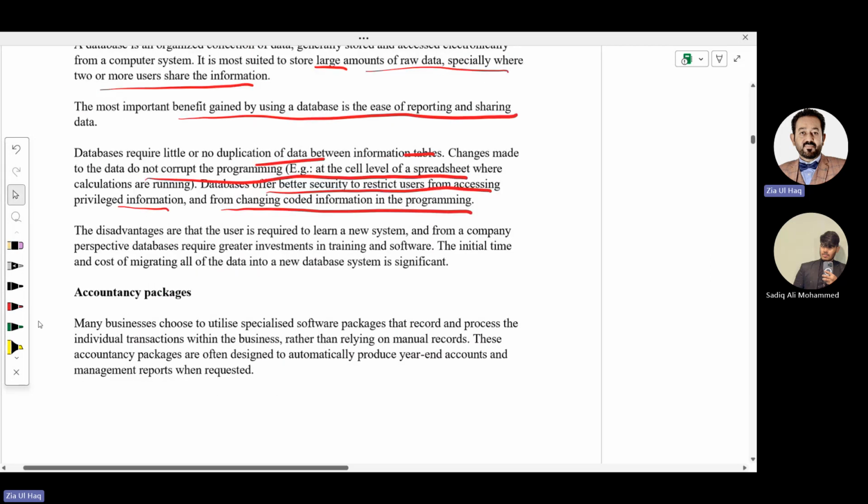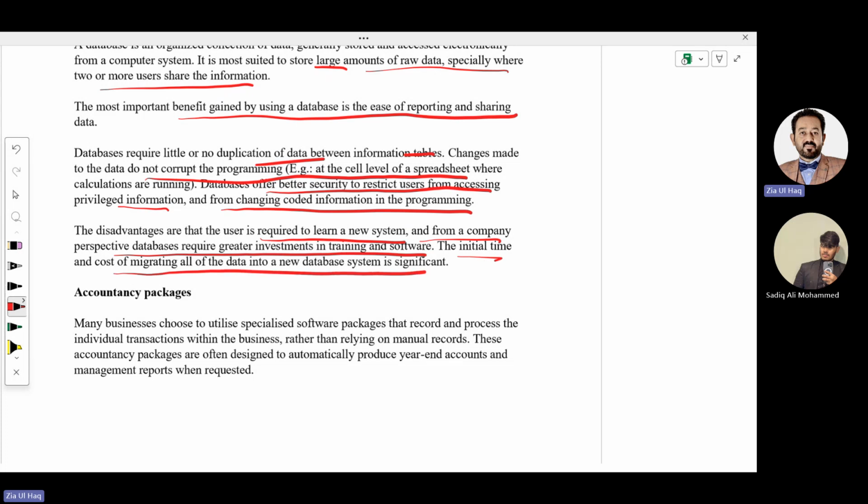But there are some disadvantages. What are the disadvantages? The user is required to learn a new system. If there is a new database, the user needs to learn. And from a company perspective, a database requires greater investment in training and software. I mean, to store data and to share data with others, you need different hardware, different software. And the initial time and cost of migrating all of the data to a new database could be significant if you want to store a huge amount of data in the database.